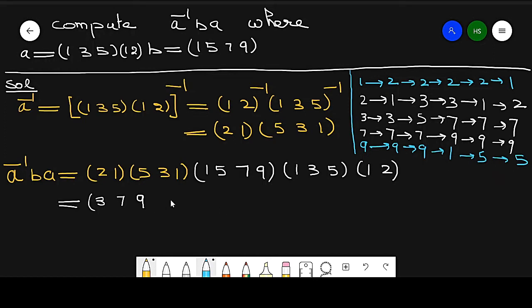9 goes to 5. So here it is this value. No, 9, I repeat once again. Here 9 goes to 9, 9 goes to 9, 9 goes to 1. Here 9 goes to 1, 1 goes to 5, right? And then 5 goes to 5. So 9 goes to 5.